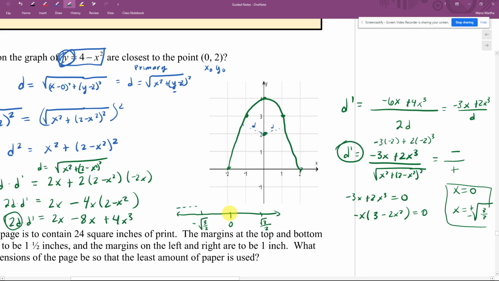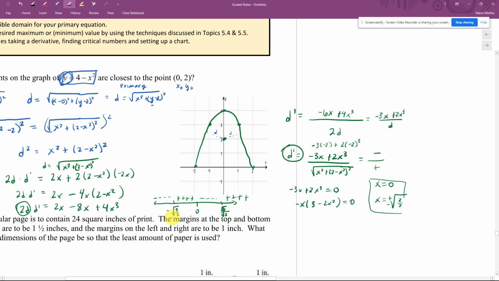And then between 0 and negative root 3 over 2, we can do negative 1. So again, plug it on top. In this case, we end up with negative 3 times negative 1 gives us plus 3, and then 2 times negative 1 gives us a positive on top as well. And then again, let's do 1 between these two. If I plug in a 1, negative 3 plus 2 gives us a negative. So it's negative right there. And then above the square root of 3 over 2, pick a positive 2. That's going to give us a positive on top.